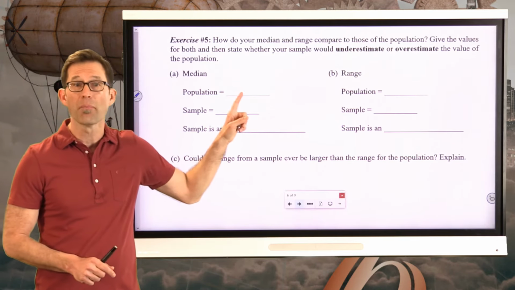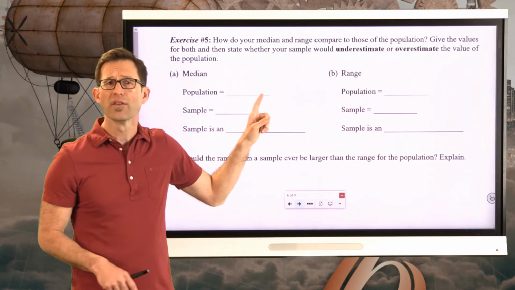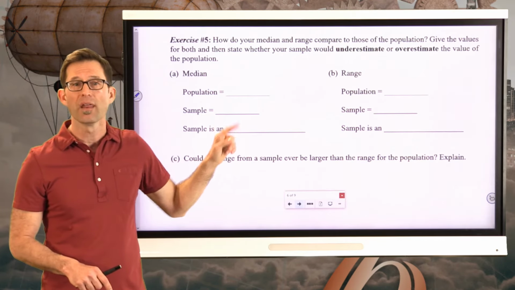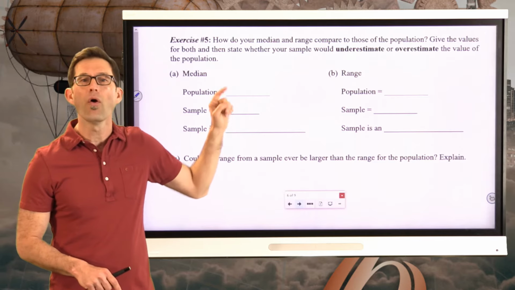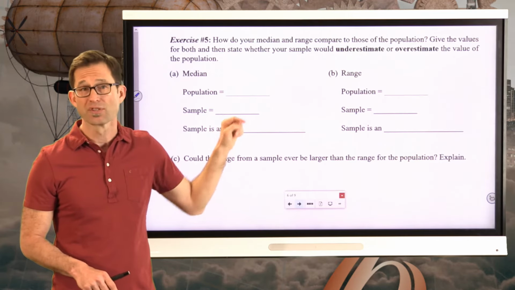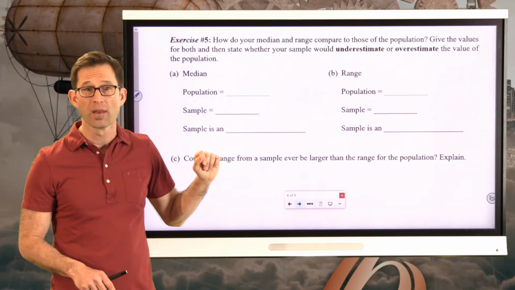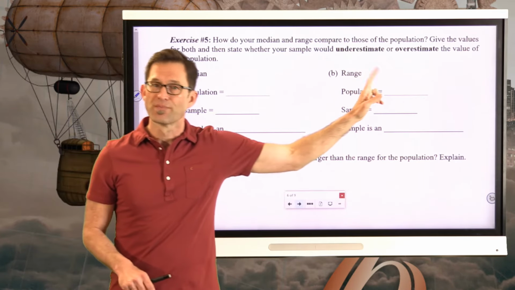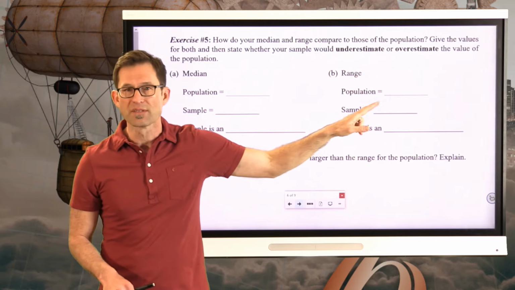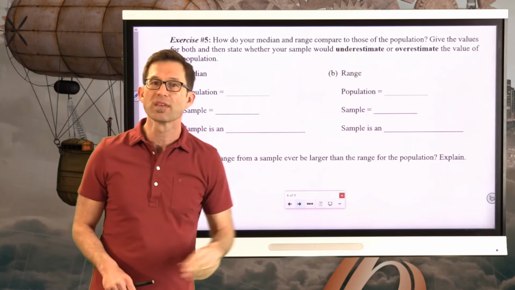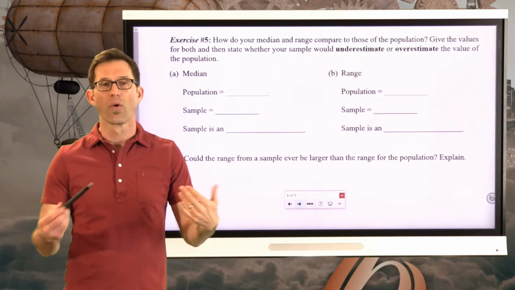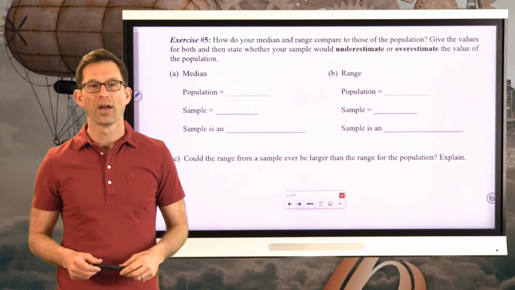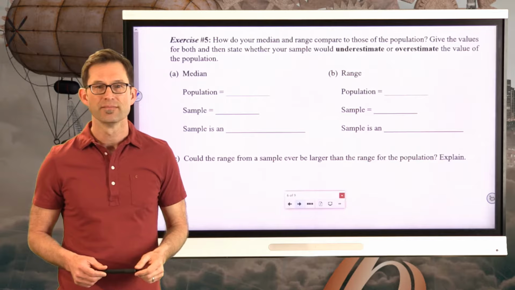For the median, put the population median in, go back to the first page if you don't remember what it was, then put your sample median in, and then tell me whether your sample overestimates the population, if your sample's bigger than the population median, or underestimates it. And then for the range, give me the population range, give me the sample range, and then tell me whether the sample range is an over or an underestimate of the population. All right, pause the video now and go ahead and fill these blanks in.